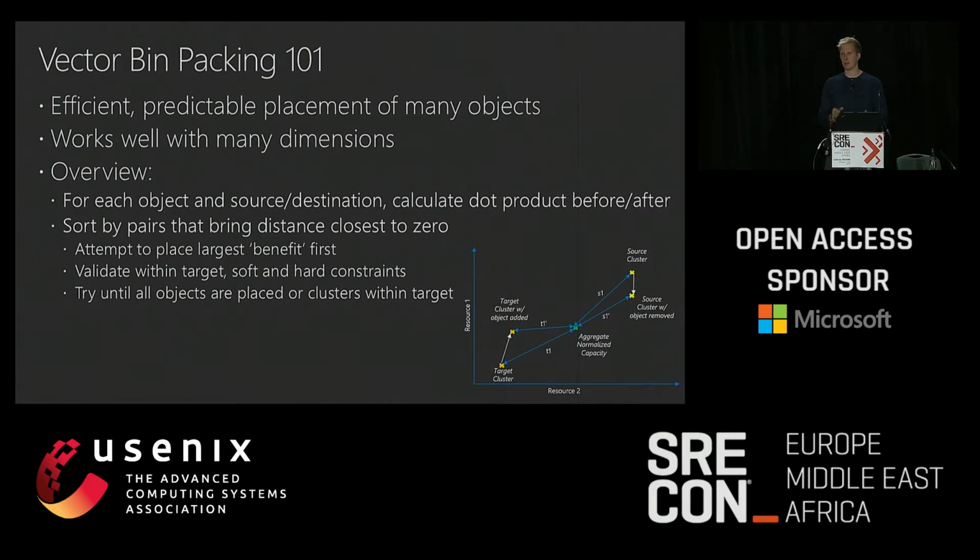At a high level, vector bin packing works by calculating the dot product of all dimensions of a proposed placement before as well as after it were to occur. In the example in the corner, you can see the movement change and the calculated distance from the original to the new placement for the source and destination clusters. We first attempt to allocate candidates that provide the largest benefit for both the source as well as the destination, and do this until all the objects are placed or all the clusters are within the target range.